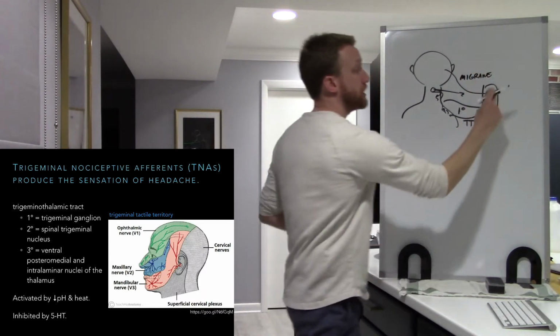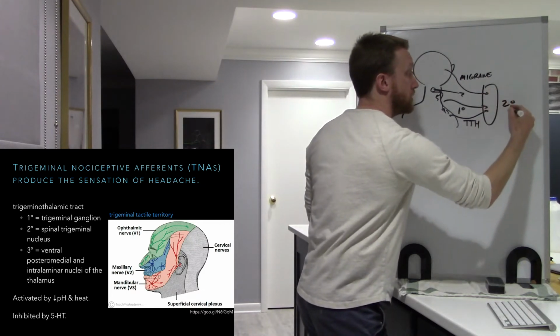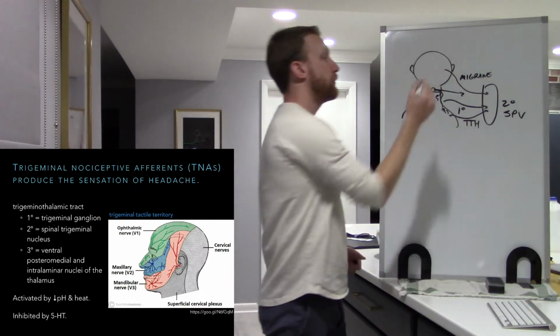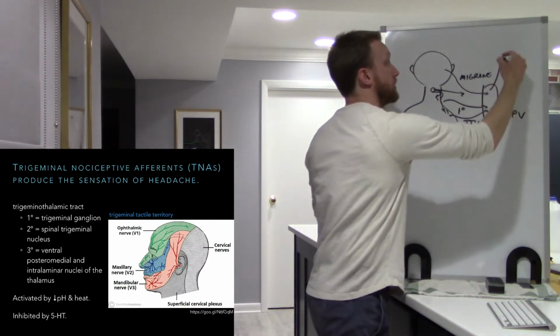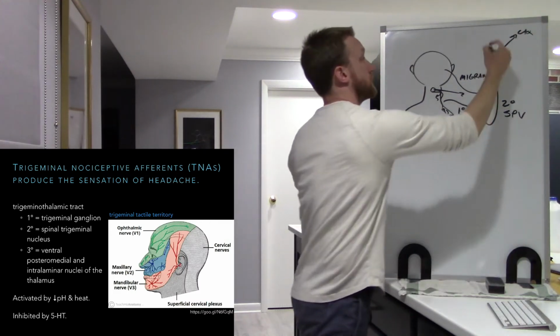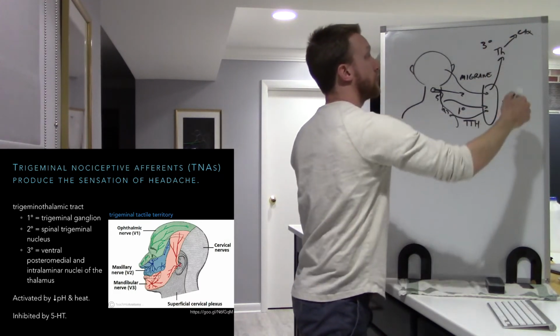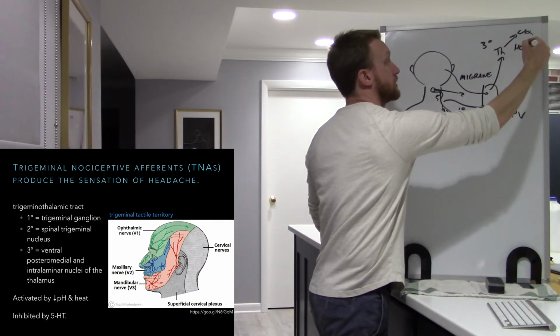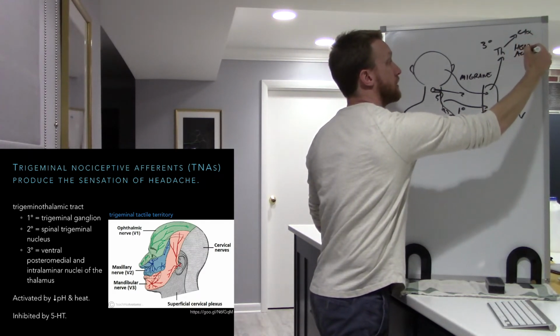These all converge here on the second order neurons in the spinal nucleus of the trigeminal. From here, we head on up to the thalamus again, then to the cortex. So the thalamic neurons will be our third order, and when we hit the cortex, that's where the magic happens. In this case, the magic would be headache.